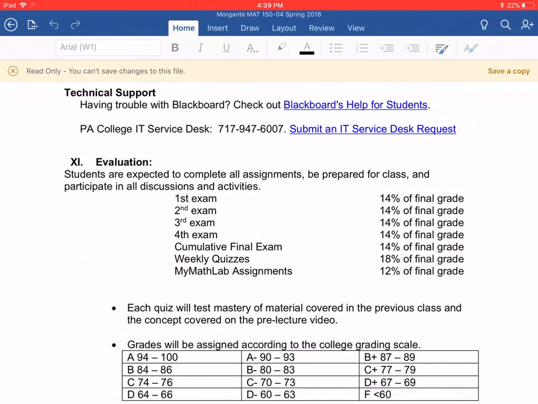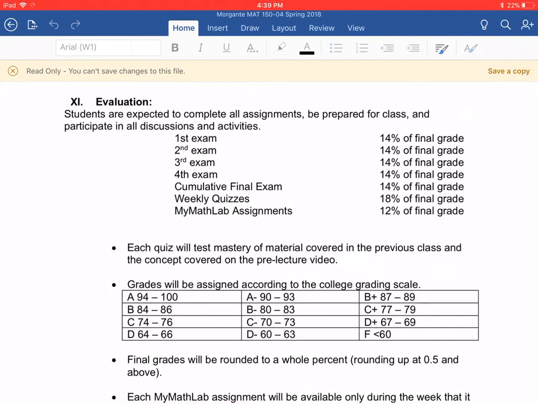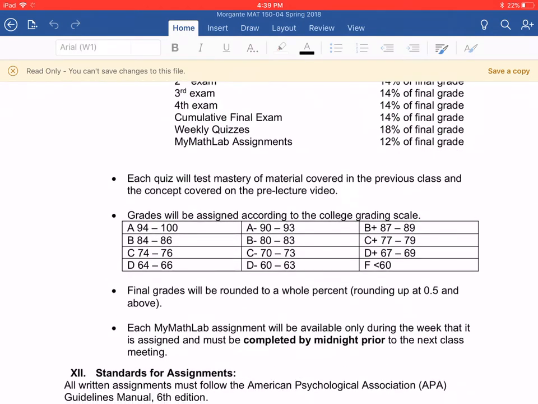For evaluation, we will have 4 exams, each worth 14%, final exam 14%, weekly quizzes, which will be 18%, and your My Math Lab homework assignments, which will be 12%. And the grading scale can be seen below.